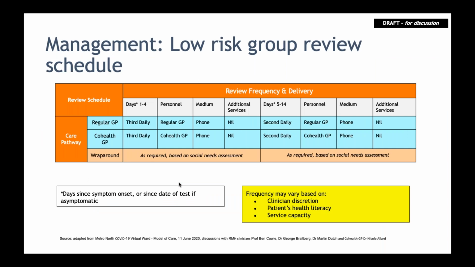This is what we're asking GPs to do if they take on a COVID case in the community. Days 1 to 4, to be honest, we almost never get the notification this early, so it's almost irrelevant, but just to make at least one point of contact. But then day 5, until day 14 or until resolution of symptoms, second daily consultations at least. Some GPs might choose to do daily consultations, and the frequency can be based on clinician discretion, patient health literacy, and the capacity of the service.